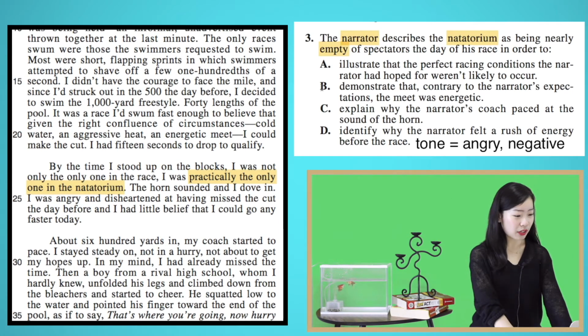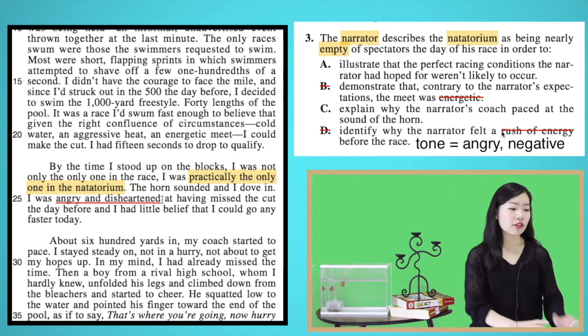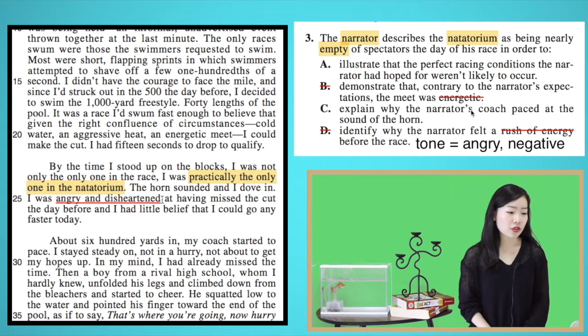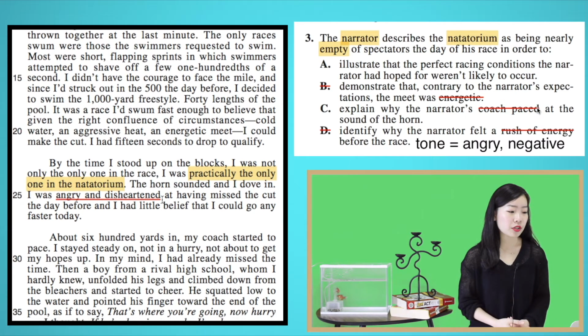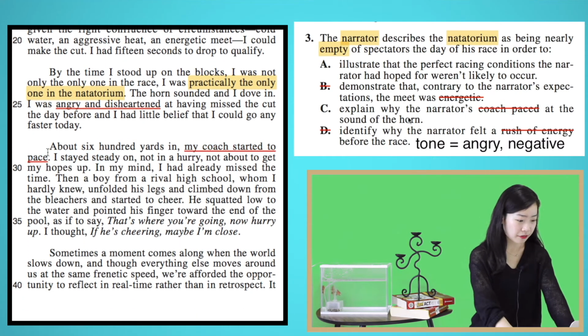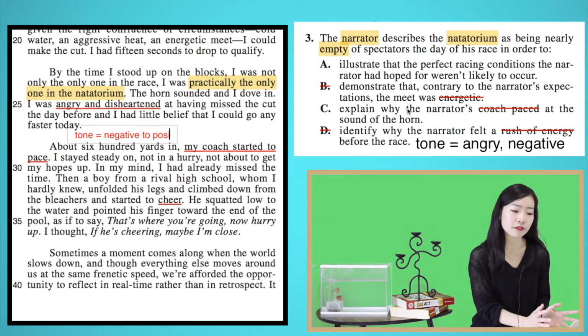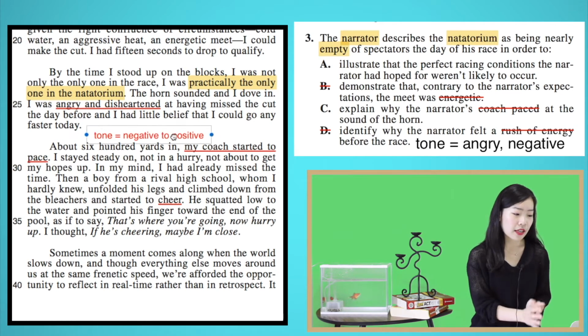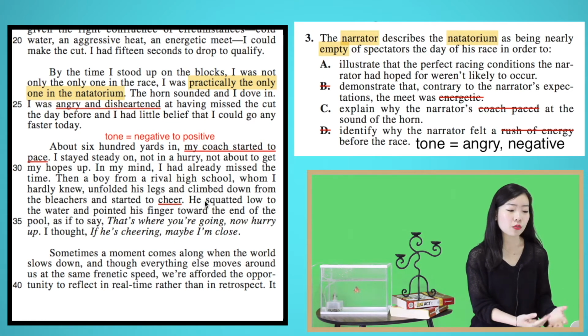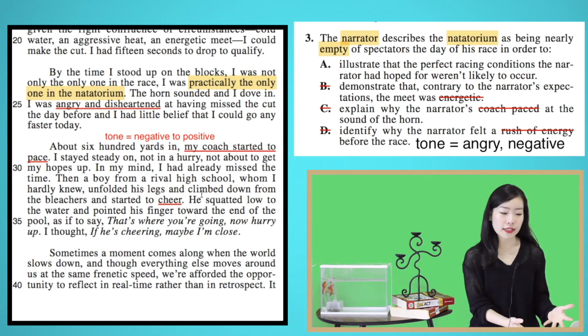Yep, in line 25, it mentions that he is angry and disheartened. So B and D can't be right because he didn't have that positive energy. C also suggests the energetic positive tone. The coach started to pace right when the boys started to cheer in the 3rd paragraph. And this is when the tone of this entire passage shifts from negative to positive. Because the empty natatorium is mentioned when the tone was still negative, C also can't be right tone-wise.